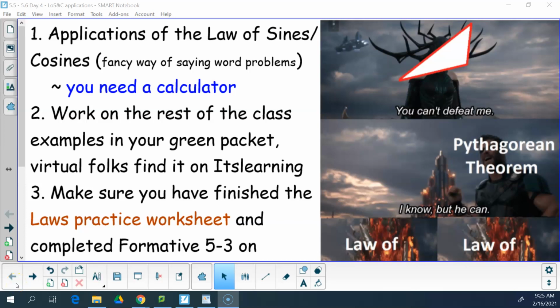So, applications day today of the law of sines and the law of cosines. Definitely need a calculator today. And then we'll be in your green packet after the first one.